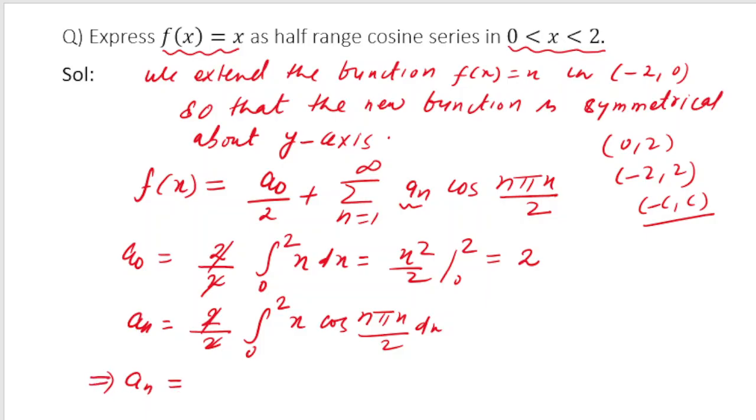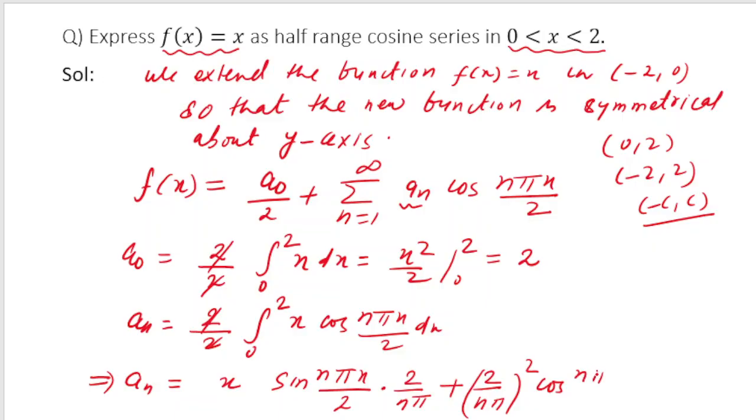So an is equal to x, the first function, integration of cos n pi x by 2, so that is sin n pi x by 2, and what is the coefficient? N pi by 2. So when we integrate, we divide, so we multiply it by 2 by n pi, right? And then we have minus integration, so 2 by n pi is already there, and we will integrate sin n pi x by 2, because dx by dx will become 1. So sin n pi x by 2 will give me minus cos n pi x by 2, means it will become plus, and this term will become a square, and here I will get cos n pi x by 2. I hope you got this point.